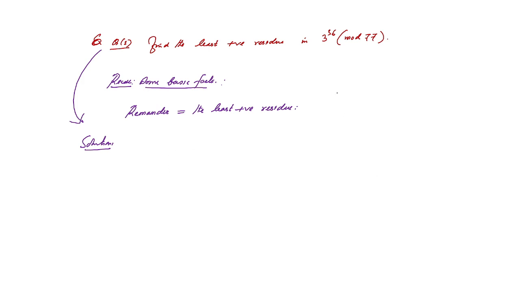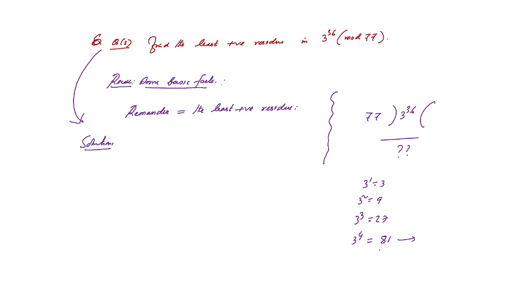So first you will think, okay, we'll divide 3 to the power 36 by 77. What will be the remainder? That we must know. But if we increase the power, 3 to the power 1 is 3, then 3 square is 9, then 3 cube is 27, and then 3 to the power 4 is 81. So it is very near to 77. So now we must see the gap. 77 versus 81, so the gap is basically 4. So what can we write? We can write 3 to the power 4 congruent to 4 mod 77.